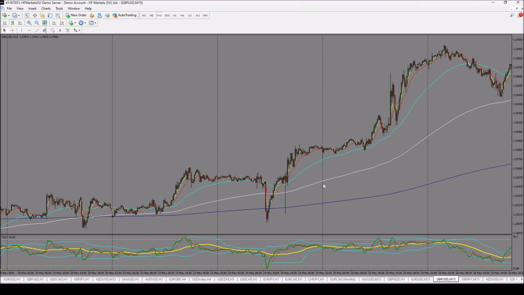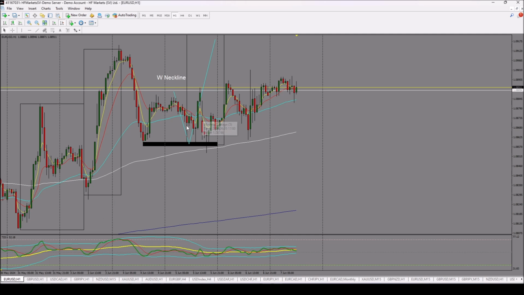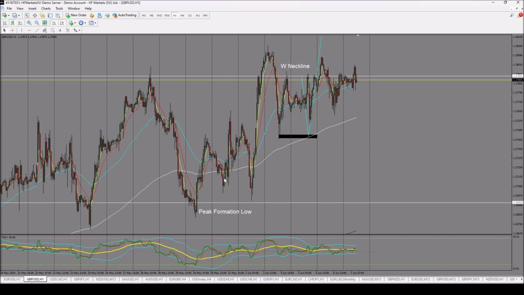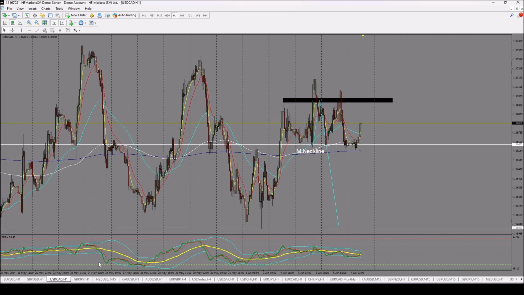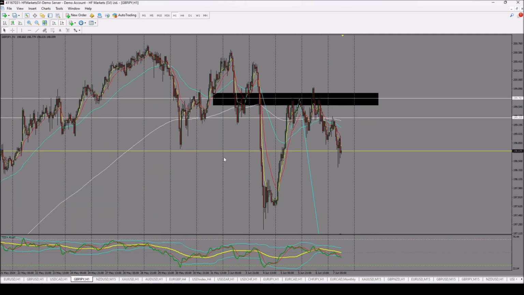Other points of entry require a much deeper explanation. Like in this case, this week on EUR/USD, we got a point of entry in this particular way. This was marked way before. On GBP/USD, this was how we anticipated the flow. On USD/CAD, we also anticipated the flow in this case. On GBP/JPY, it was also anticipated in this case.